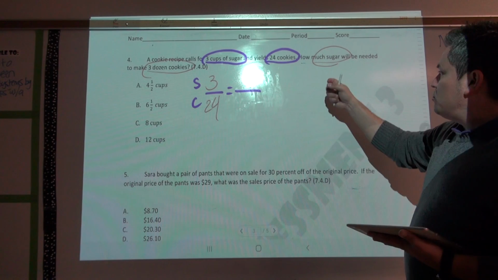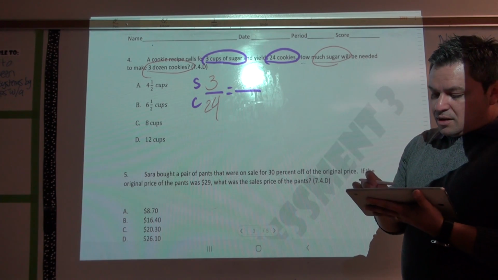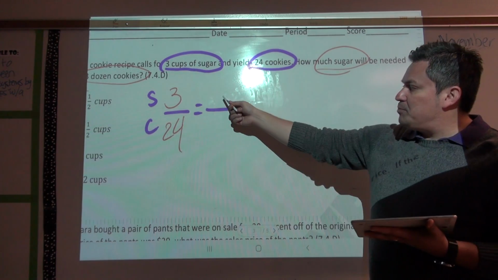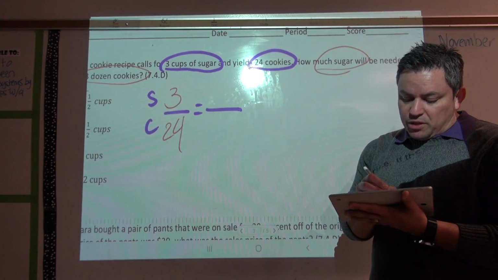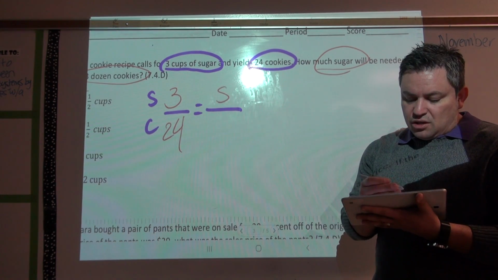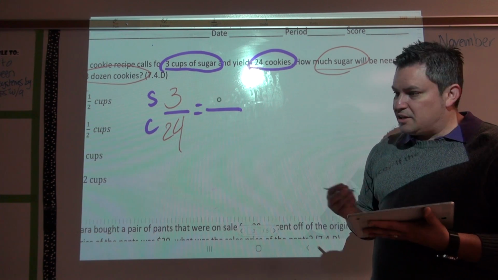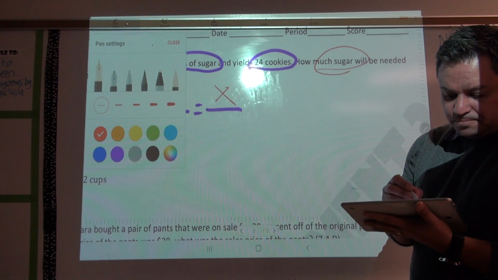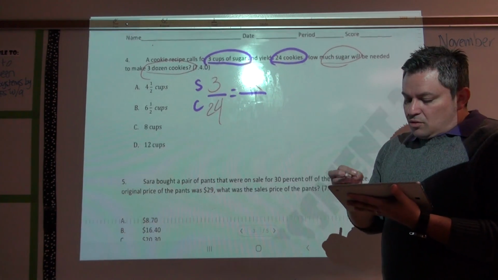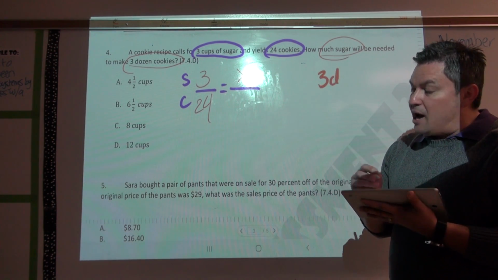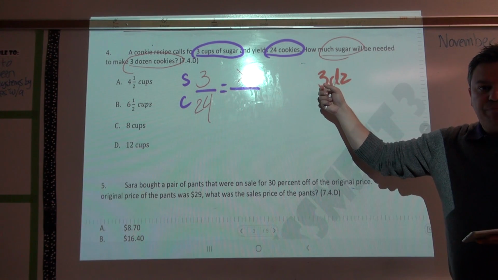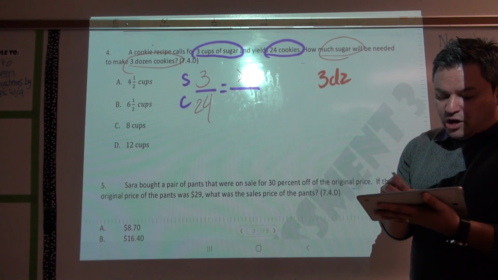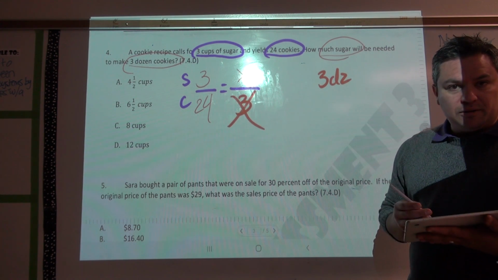My second ratio, what does it say? How much sugar. Where's the sugar? On top. Do I know it? No. So that's where I'm going to put my letter, my S. Or let's make it an X because S can get confusing with the 5. X. And the bottom is going to be what? 3 dozen, right? Now look at this, this was the confusing part right here. It's not 3, because it's 3 dozen. If you put 3 right here, you're going to get it wrong.